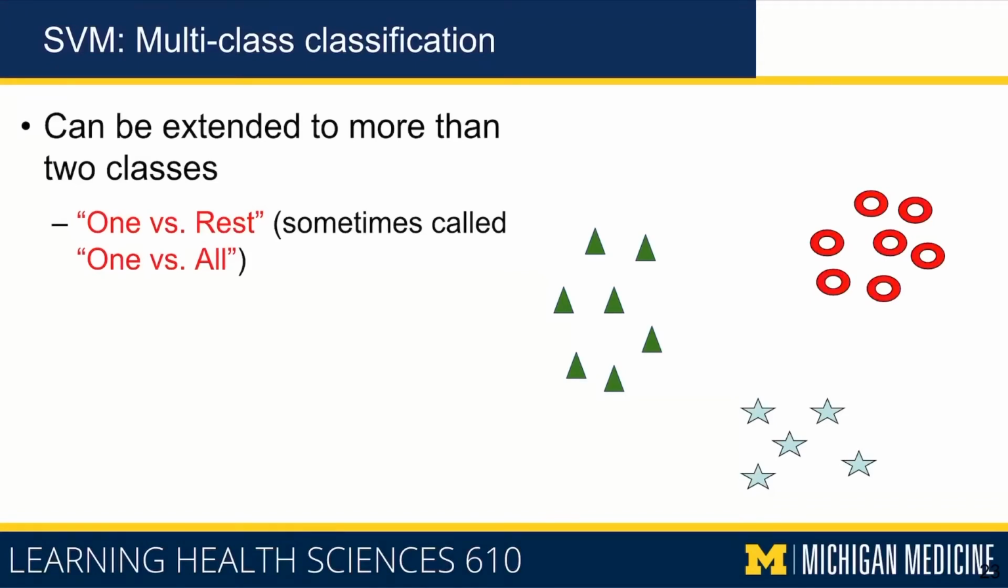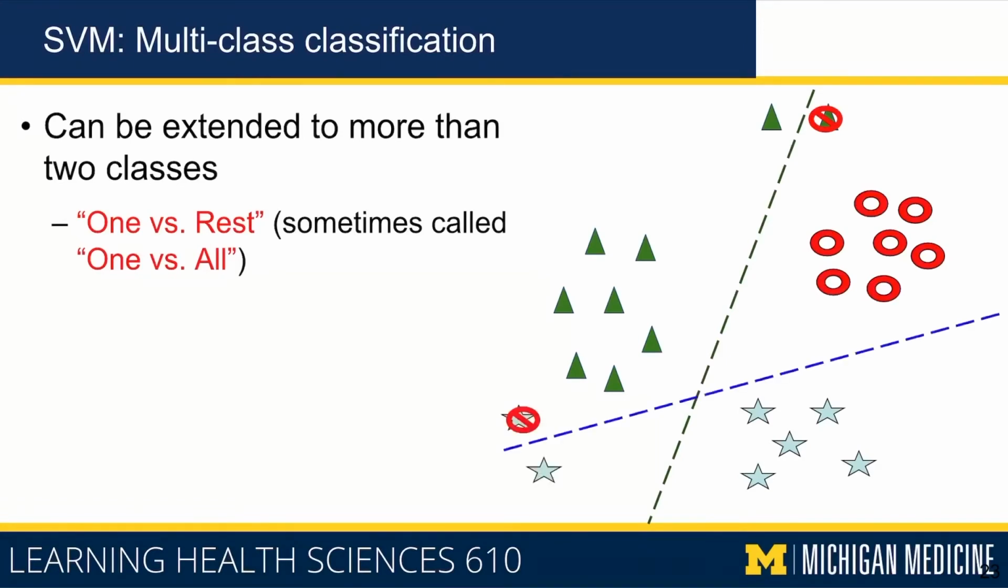One of them is called a one versus rest model, or sometimes called one versus all model. Here, you try to learn a line that separates one class from all the other classes. An example is here. This line separates the triangle class above the line and the other 2 classes below the line, right? So the positive class is the triangle class, the negative class is anything that is not a triangle.